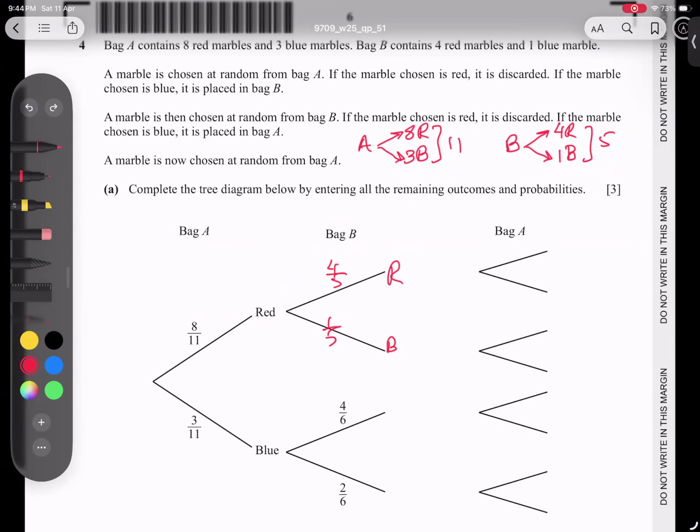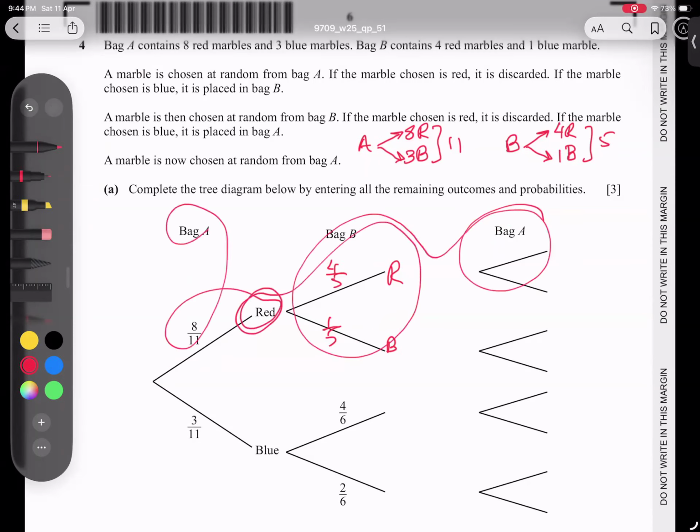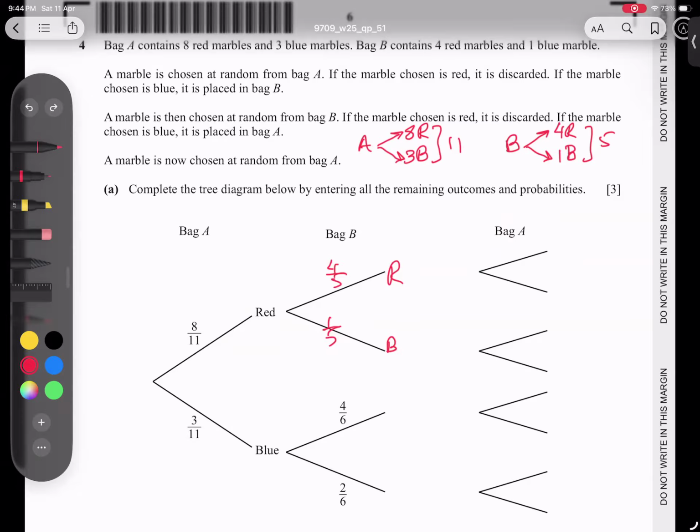Now, this is the situation we discuss. We have taken a red marble from bag A, so we have to keep that in mind for bag A. Because we have already taken one red marble from bag A, keep that in mind.